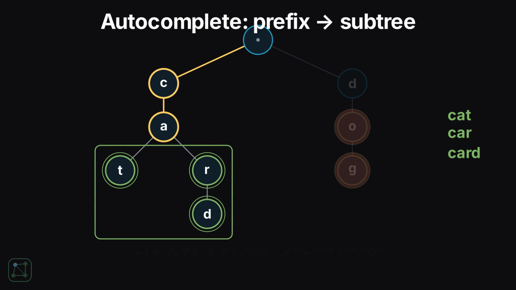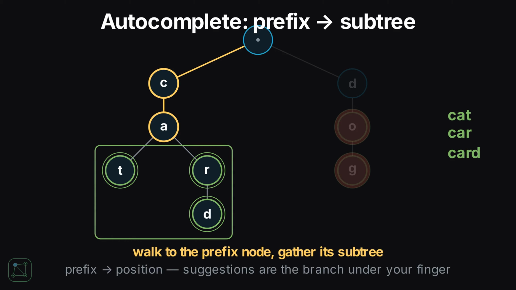And that's autocomplete. Walk to the prefix node, then gather the words in its subtree. The trie turned prefix into position. Your suggestions are literally just the branch under your fingertips. That's why it feels instant. The structure did the hard part the moment you stored the words.